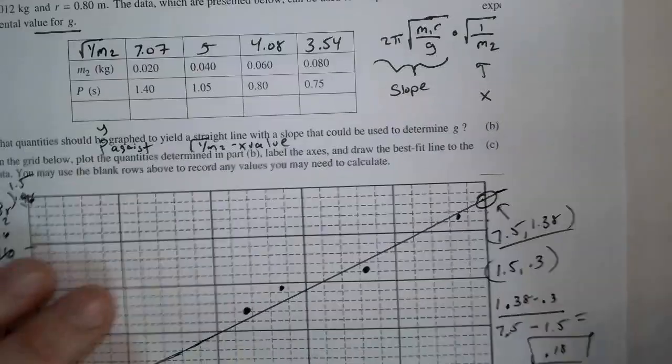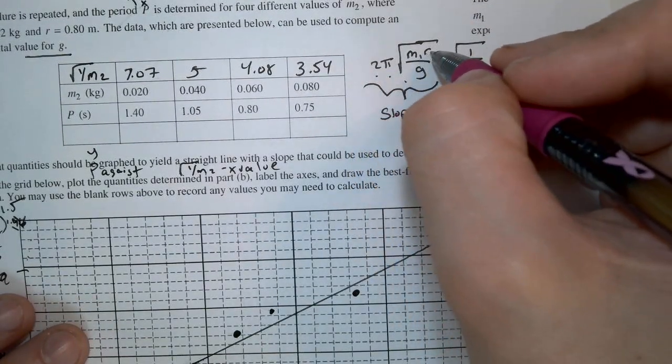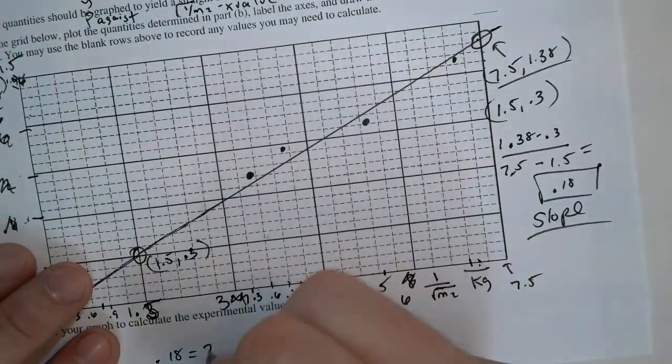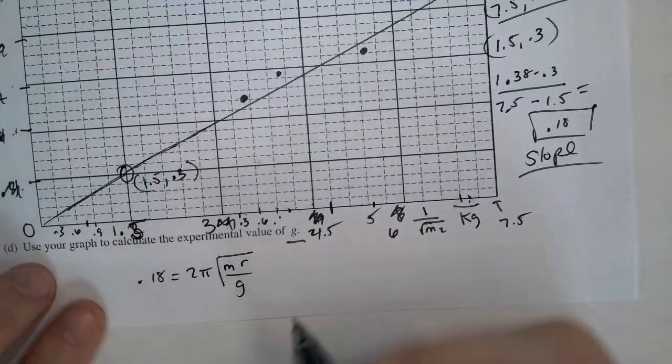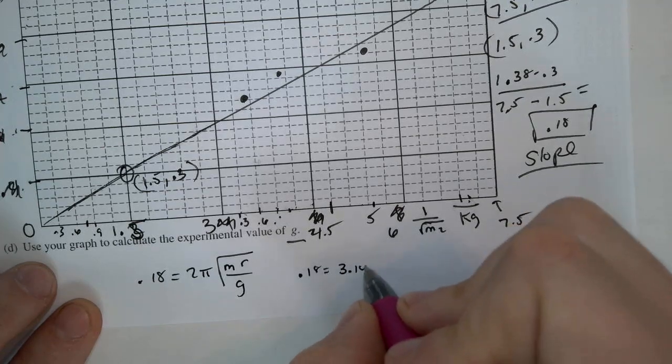What did our slope originally equal? Well, our slope originally equaled 2 pi square root of m r over g. So we have to do 0.18 is equal to all of that stuff. 2 pi, pi is a number, square root of m r over g. Now, pi I can plug in, so we get 0.18 is equal to 3.14. Don't forget your 2. Square root of mass 1.